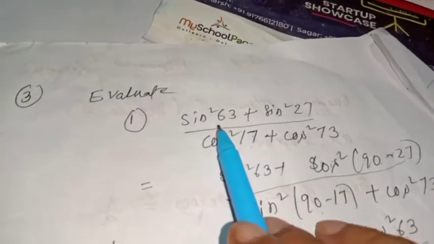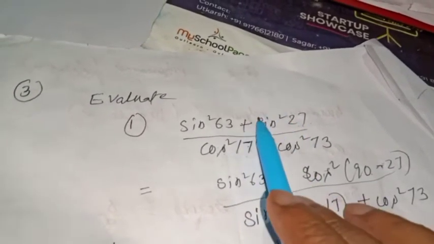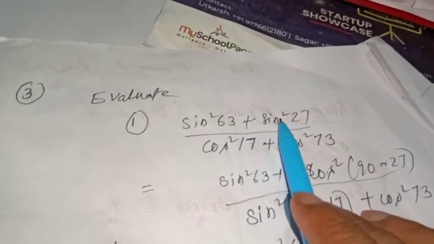See, so this one I have written sin square 63, then sin square 27. Maybe you are getting confused because of the square, but it's not a problem.